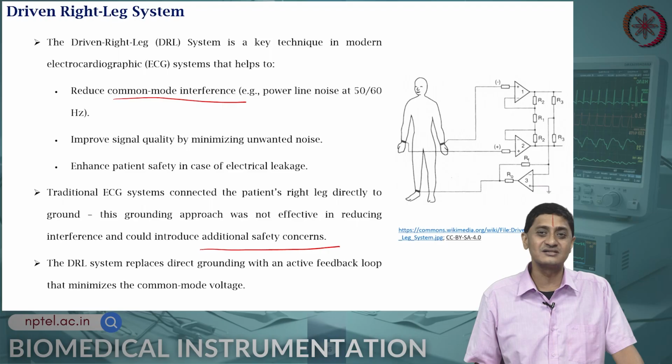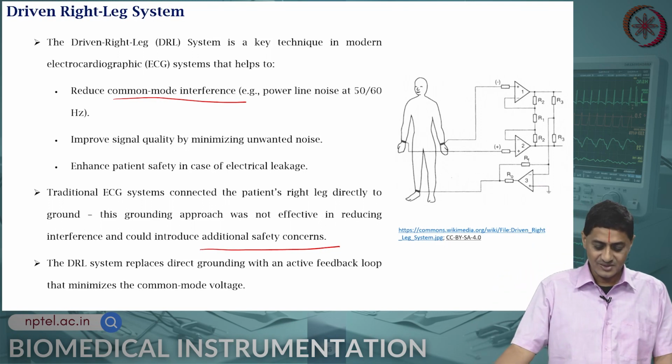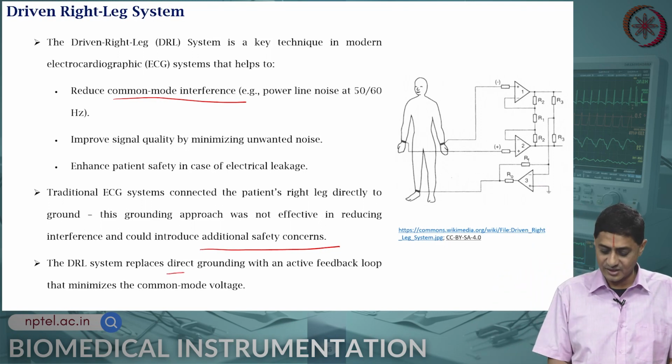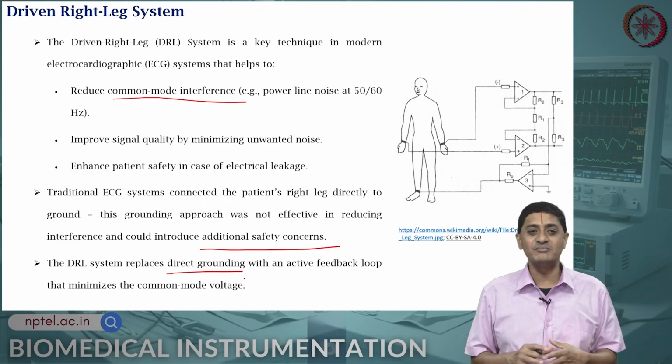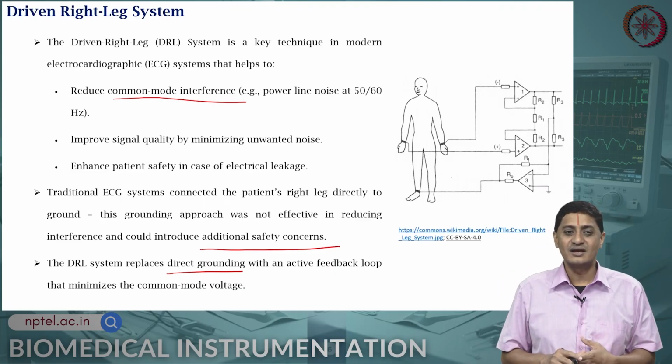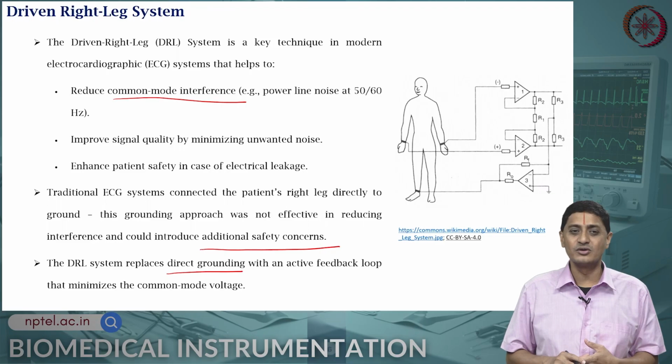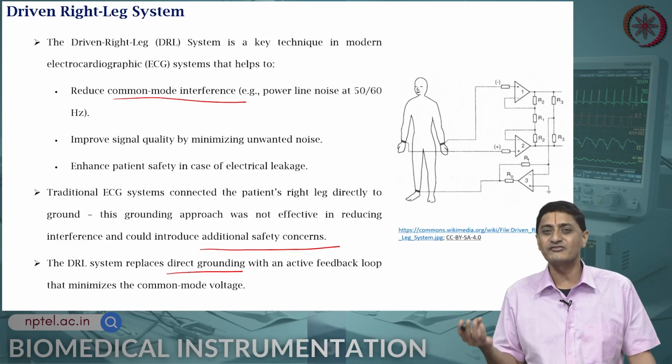It is not that the patient's right leg is grounded, but rather you provide a sort of virtual ground. The DRL system replaces the direct grounding with an active feedback loop and minimizes the common mode voltage by providing a sort of virtual ground.